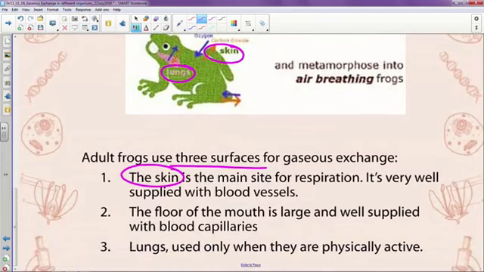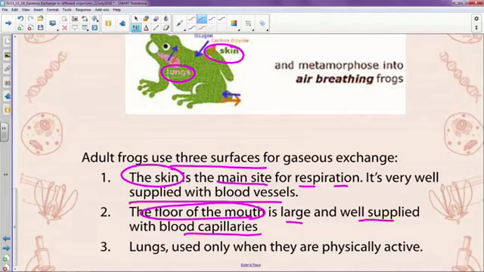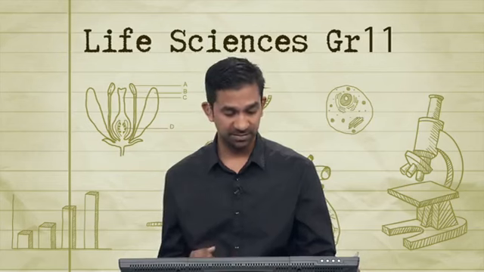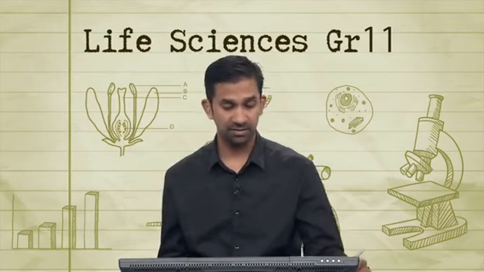Okay, so an adult frog uses 3 surfaces for gaseous exchange. One is the skin, which is the main site for respiration. It is very well supplied with blood vessels. Second is the floor of the mouth, which is large and well supplied with blood capillaries. And the third is the lungs. So it can respire through the mouth, the lungs, and the skin, and the lungs are physically able to carry out the process of inhalation and exhalation. So here we're looking at an organism that has 3 different mechanisms of bringing oxygen into the body.